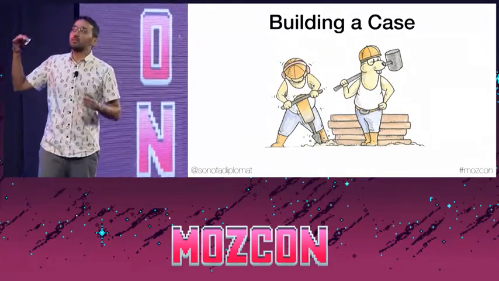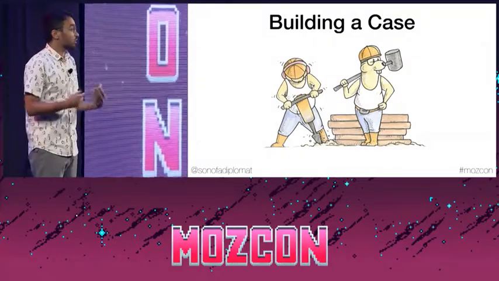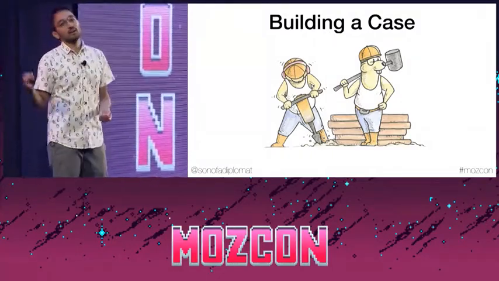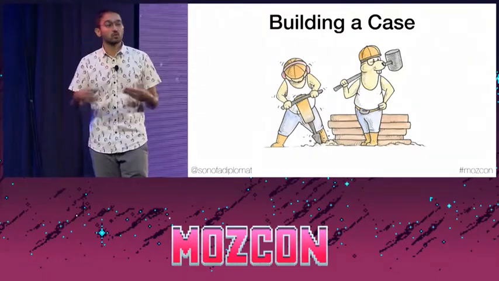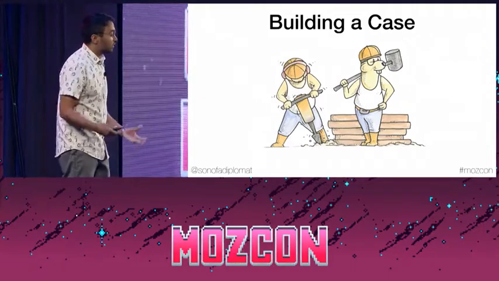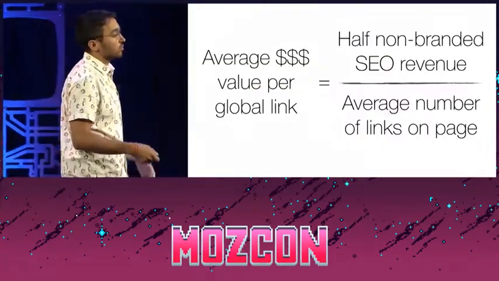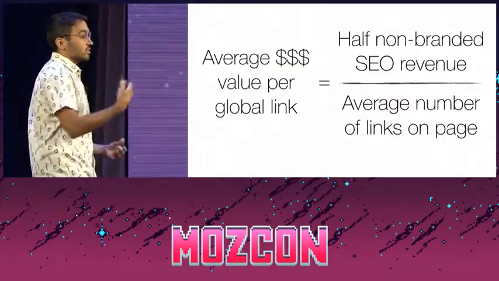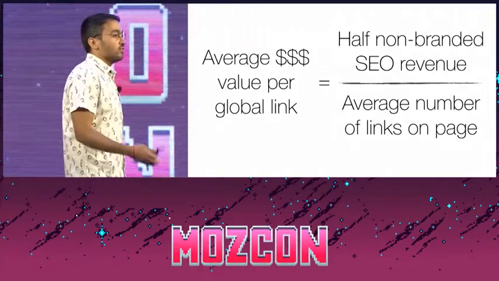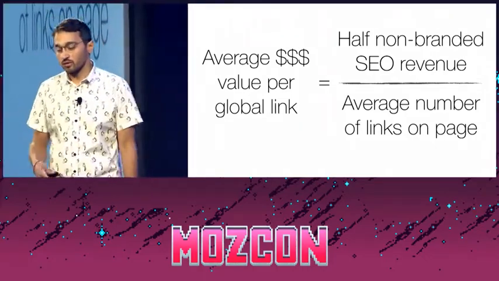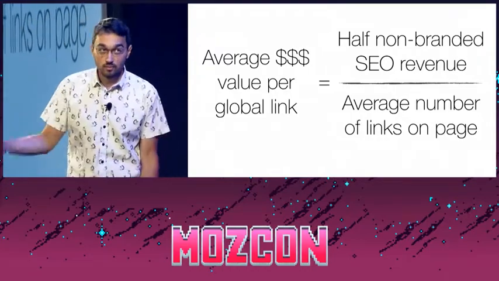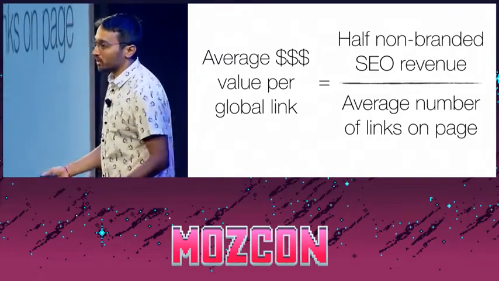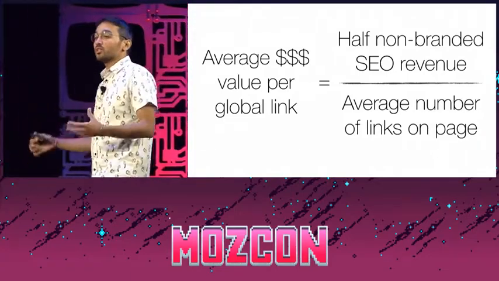So in order to get this done, you really need to be able to go to your stakeholders and say, hey, I think that by removing these 100 links, we're going to make X number of additional dollars. And in order to do that, you need to have some kind of average value per global link. The way that we get at that is this equation. You're going to take half of your non-branded SEO revenue and divide it by the average number of links that appear on every single page. The idea here is that about half the money that a page is making, it's making because you link to it, right?